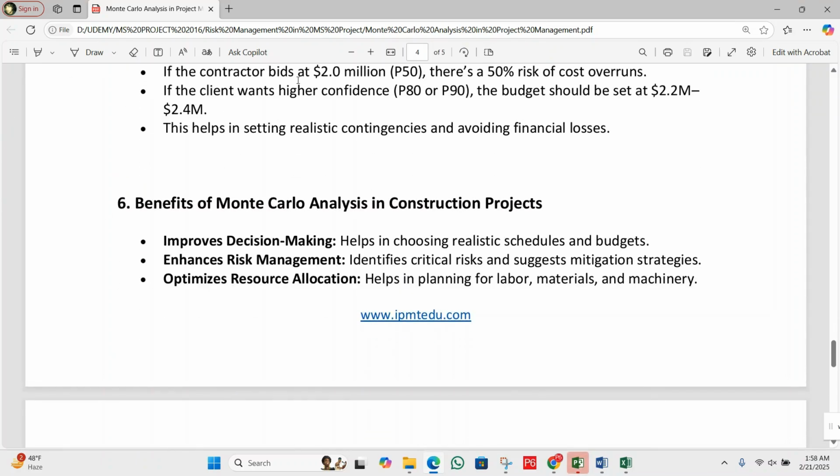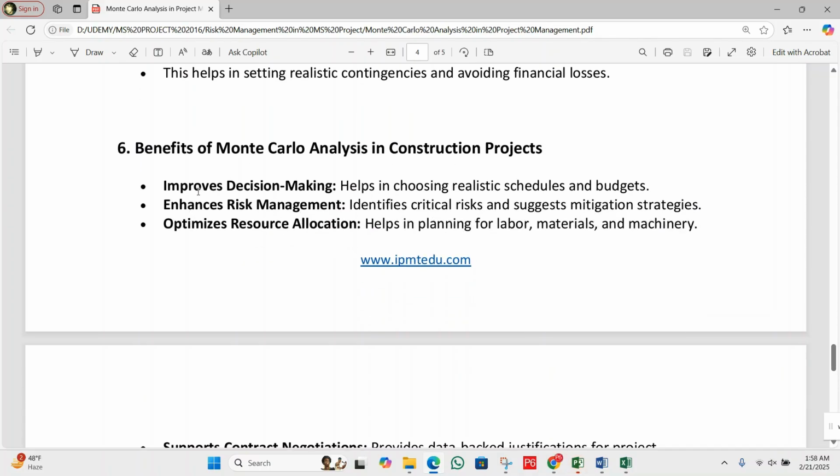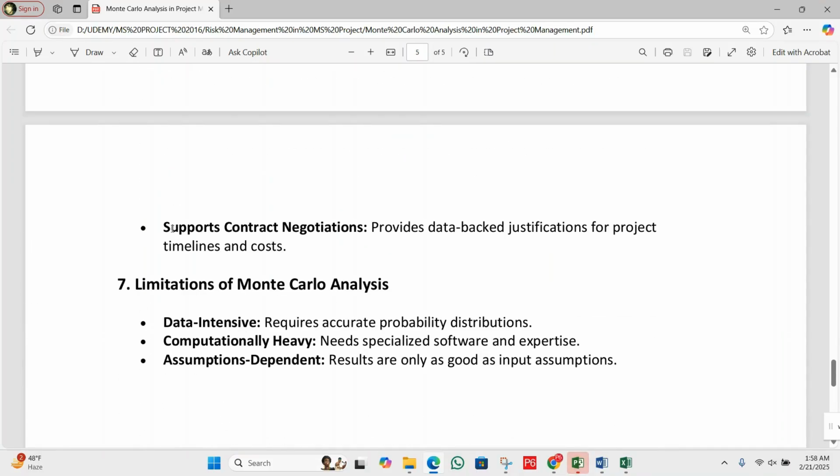Next, number six, we have the benefits of Monte Carlo analysis in construction projects. It improves decision making, helping in choosing realistic schedules and budgets, and it enhances risk management, identifying critical risks and suggesting mitigation strategies. Then it optimizes resource allocation, helping in planning for labor, material, and machinery. Then contract negotiation: it provides data-backed justification for project timelines and costs.